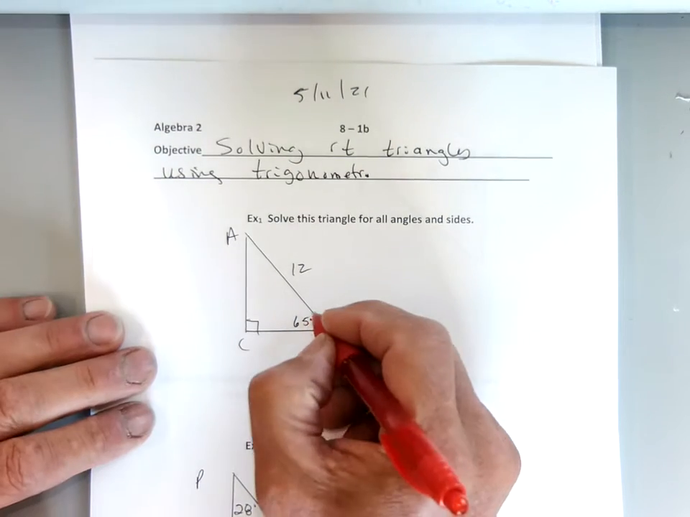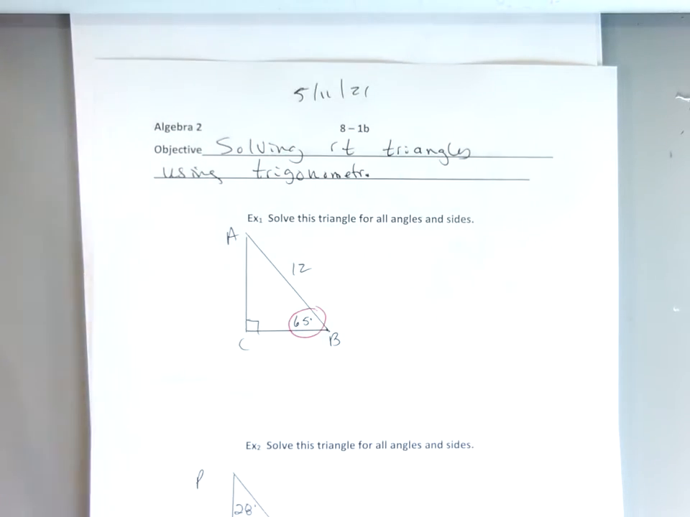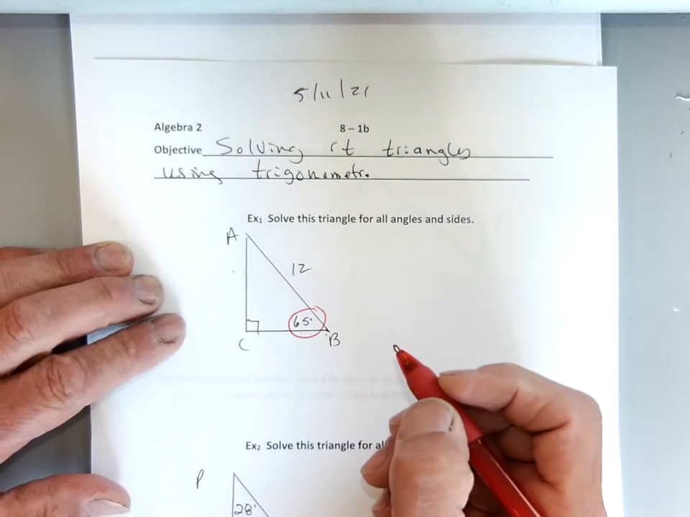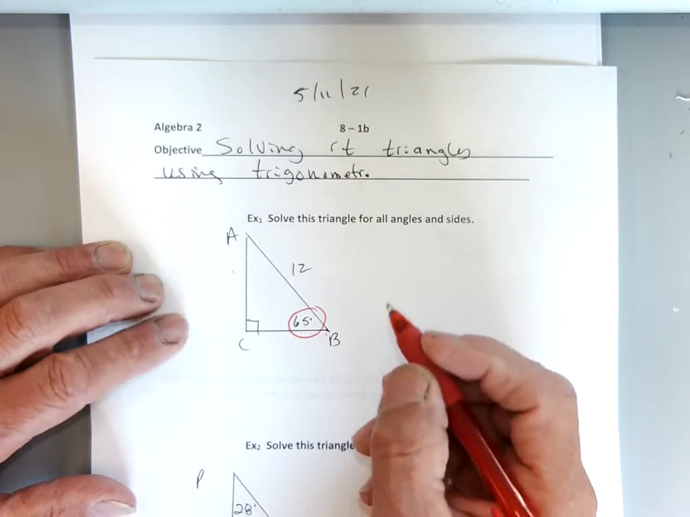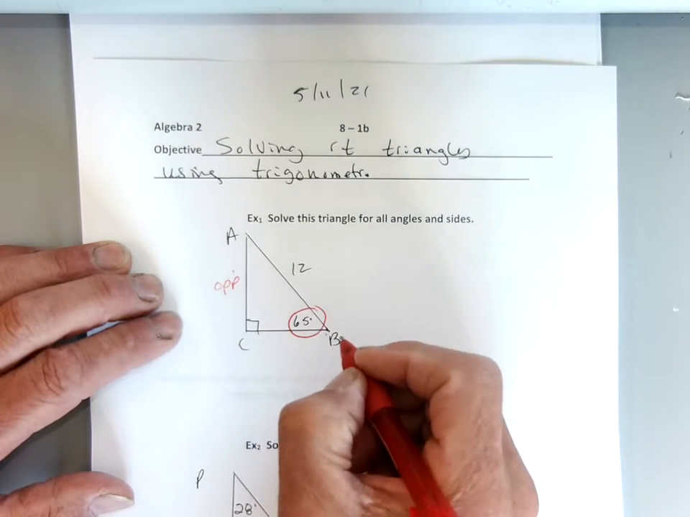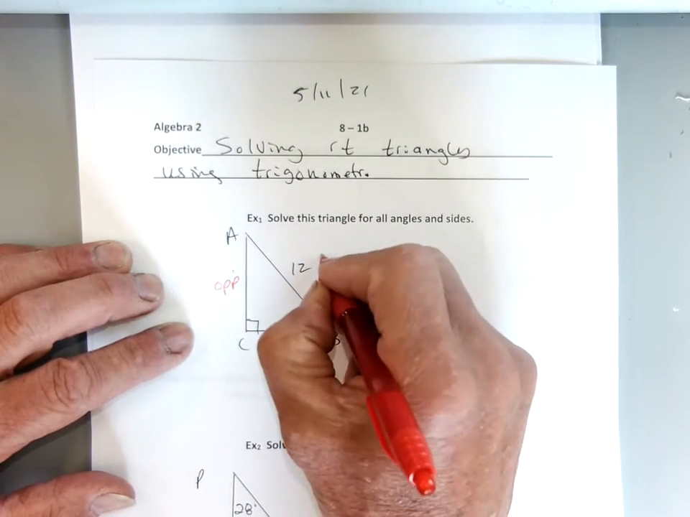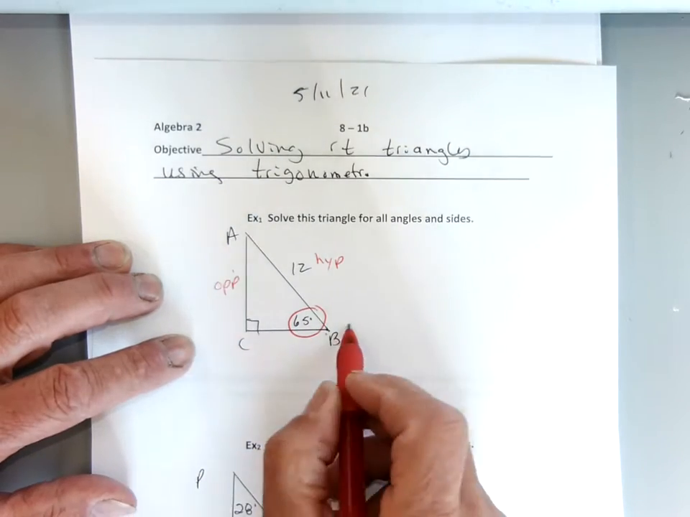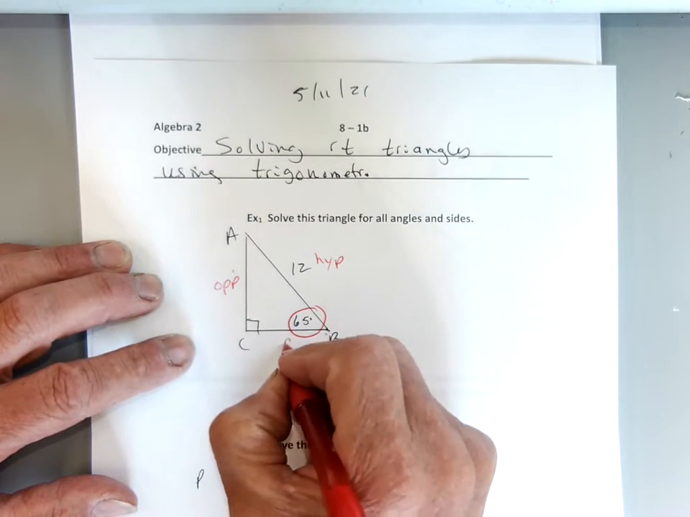So I'm just going to start here at B, okay? Angle B. Always start with the angle. And then let's give our sides names. Well, okay, if this is my angle, then this is going to be my opposite side, okay? So that's my opposite side. The 12, I already know the 12 is the hypotenuse. Everybody agree with that? And then this side is next to me. It's called the adjacent side, okay?